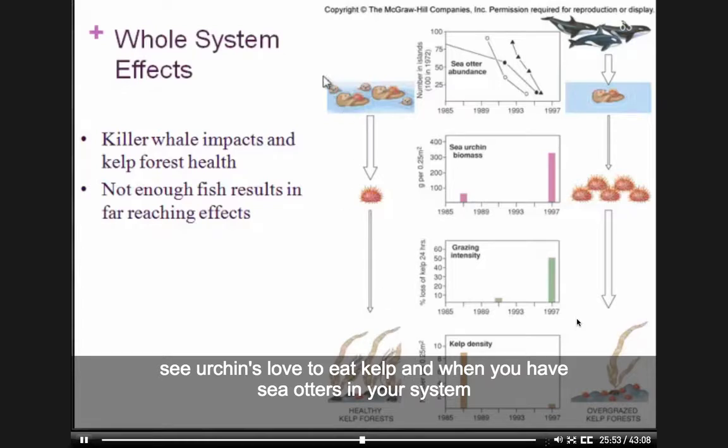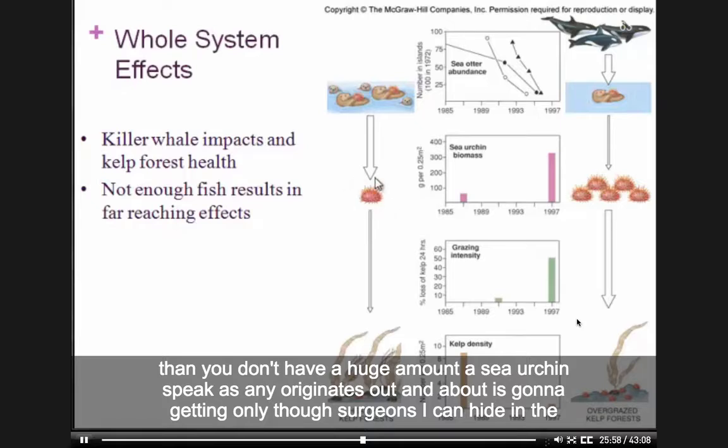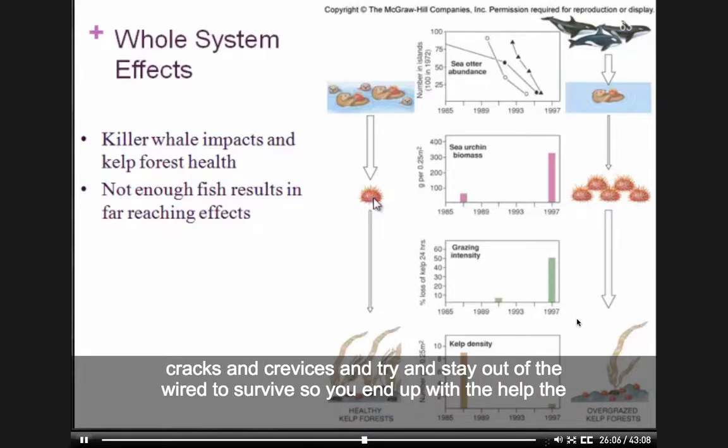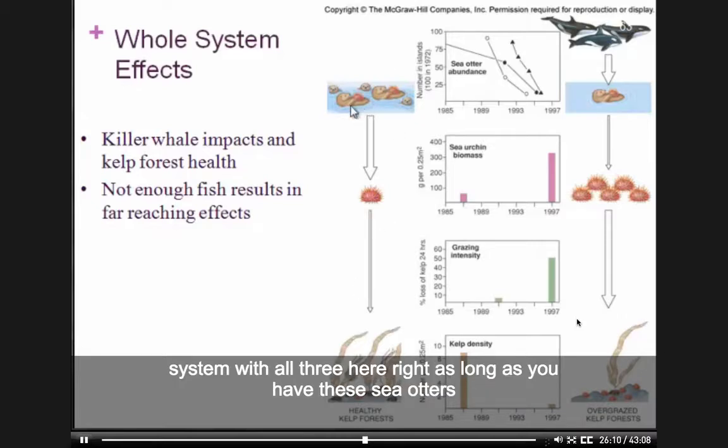And when you have sea otters in your system, then you don't have a huge amount of sea urchins because any urchin that's out and about is going to get eaten. Only those urchins that can hide in the cracks and crevices and try and stay out of the way are going to survive. So you end up with a healthy system with all three here, right? As long as you have these sea otters.